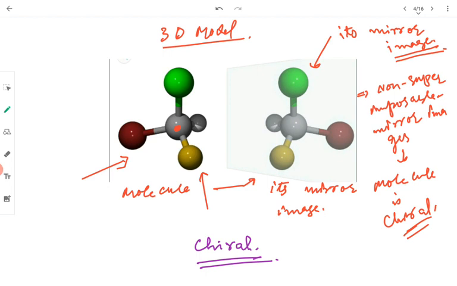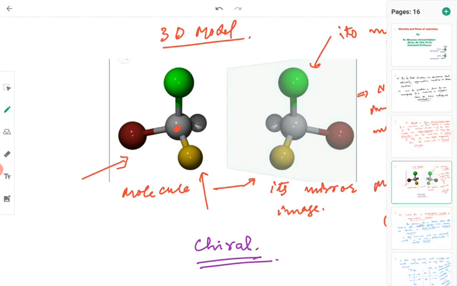So the first method is building a 3D model of a molecule, then checking whether those two models, which will be mirror images of each other, are superimposable or non-superimposable. Let's move ahead.